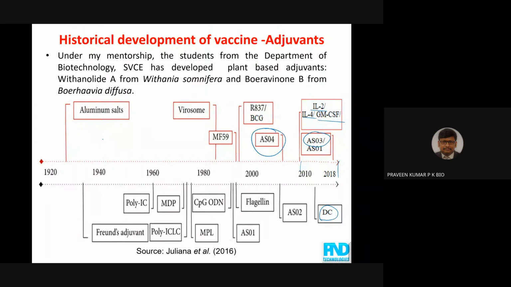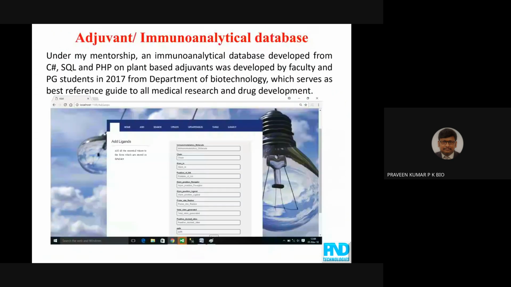For more than 100 years, the most popularly used vaccine adjuvant is alum. We have different aluminum salts, like aluminum sulfate and aluminum phosphate, which can be used as a vaccine adjuvant for different vaccines.